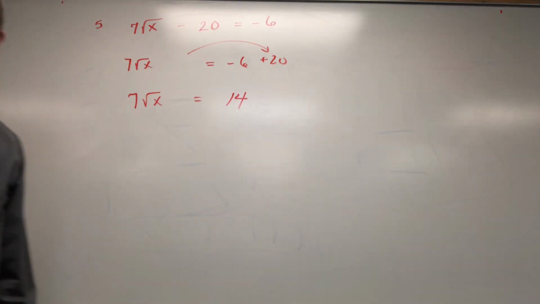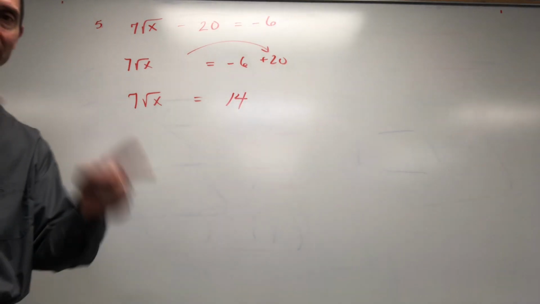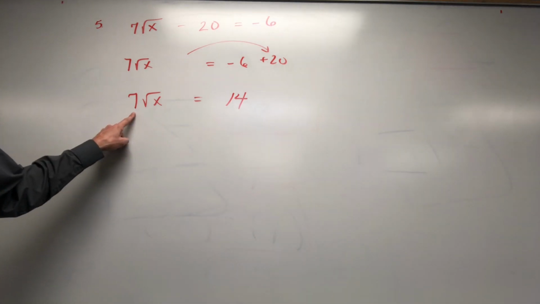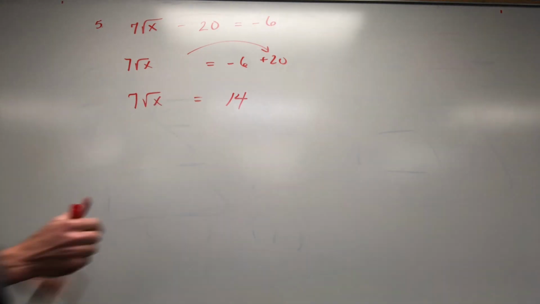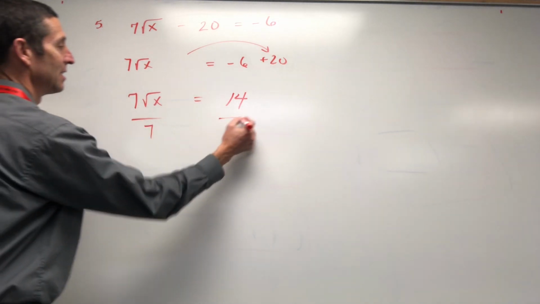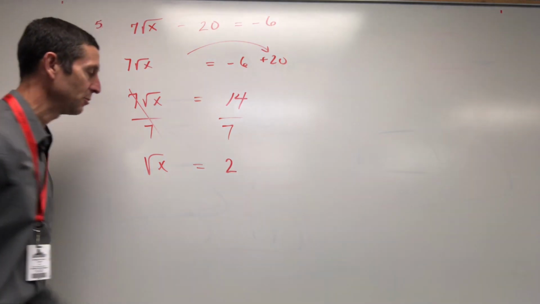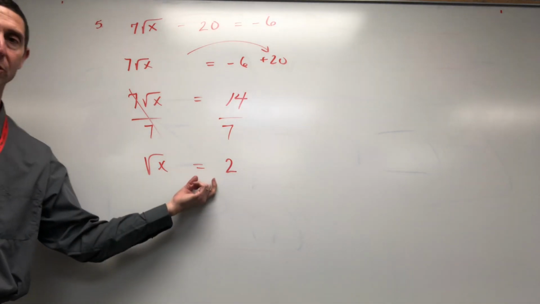Got a little math problem here. Oh, I think I see where we're going. You see the 7, you see the 14, you're like, I'm going to divide that, Mr. Porter, I got this. Yes, 7's been multiplied, so we need to divide it on both sides. Get it out of our way. Finally, we get down to here, a square root of x and a 2.